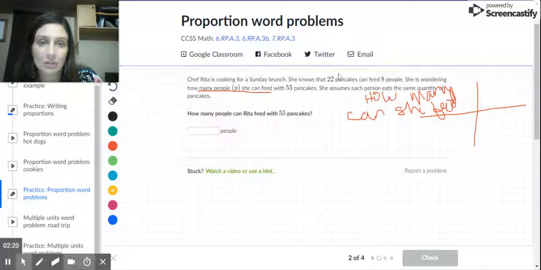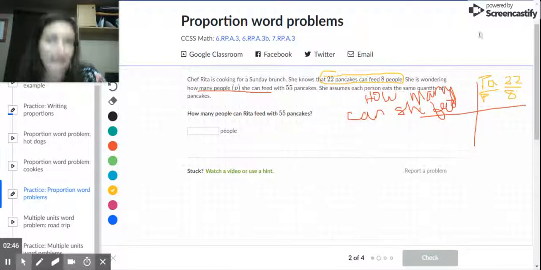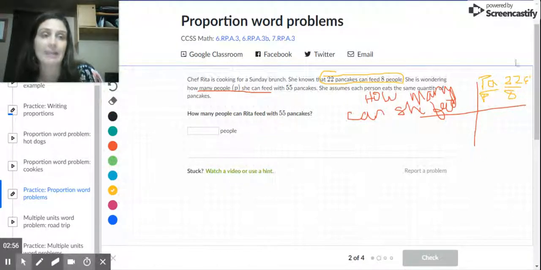So to be able to work this, I need to find my important information. So let's go and trace that. I know that 22 pancakes will feed 8 people. Okay, so I know that I'm comparing pancakes over people, and I'm going to make this one PA for pancakes. So pancakes and people. I know that 22 pancakes will feed 8 people. And what I want to know is what 55 pancakes will feed.